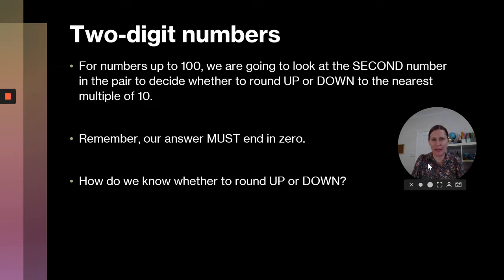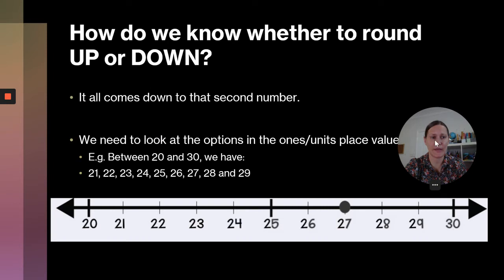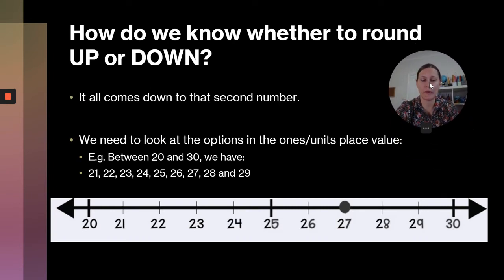But, okay, here's the big question. How do we know whether we go up to the next number that ends in 0 or back down to the last number that ended in 0? Let's have a talk about that. Okay. So it all comes down to that second number. We need to have a look at what the options would be.